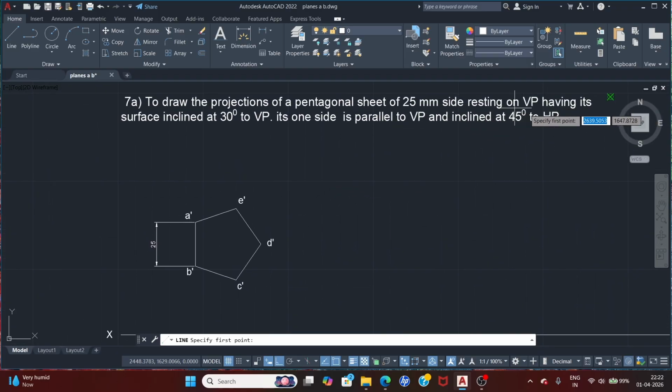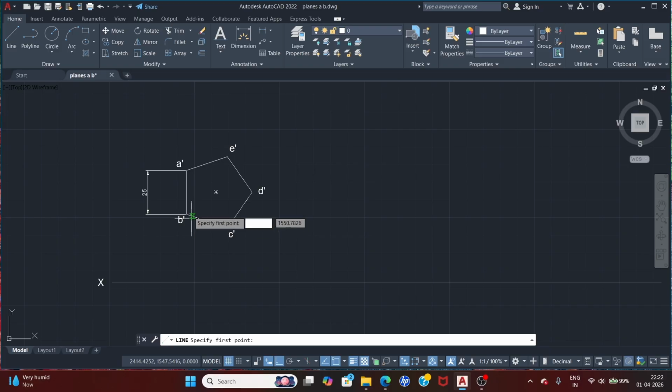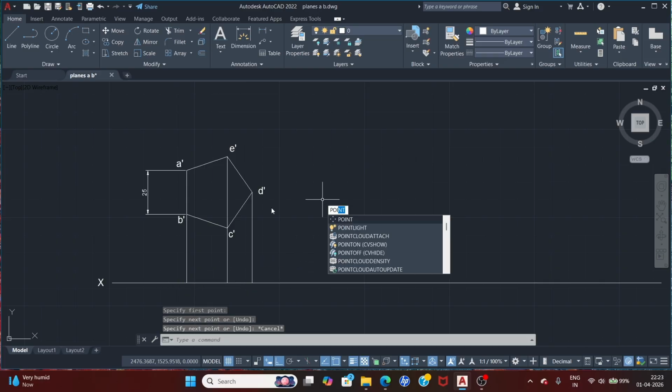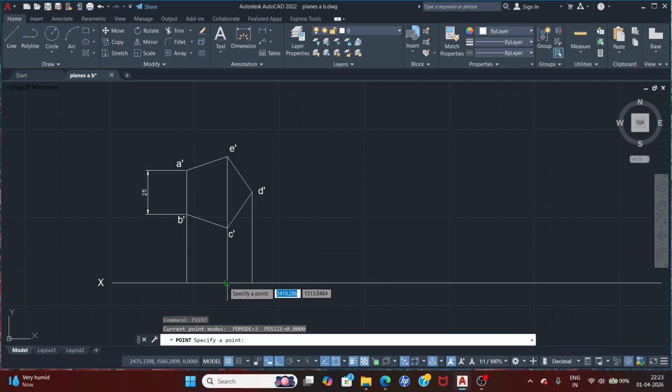So it is resting on VP. We have to draw the projections for A, B like this up to XY. And similarly, we have to draw the projections with respect to E and C up to XY. Why? Because these two points are in the same line, so I'm drawing only a single line like this. And again, you have to draw one line on the XY. Don't forget this line. For drawing the projections, we use the point command for indicating like that.